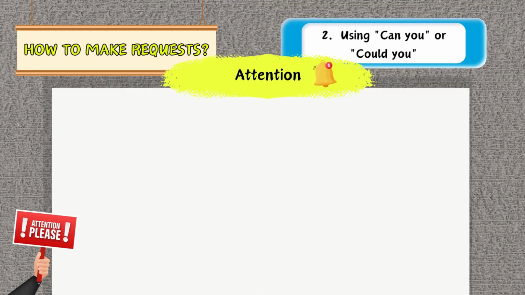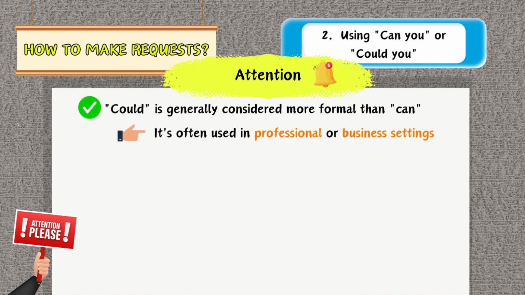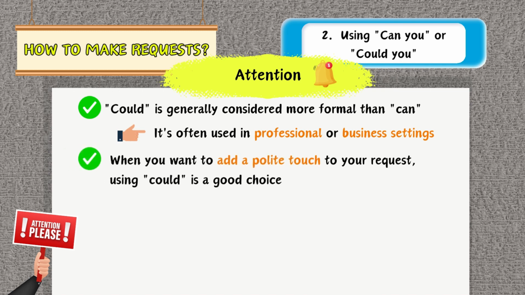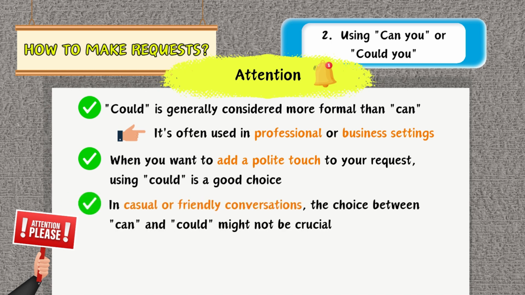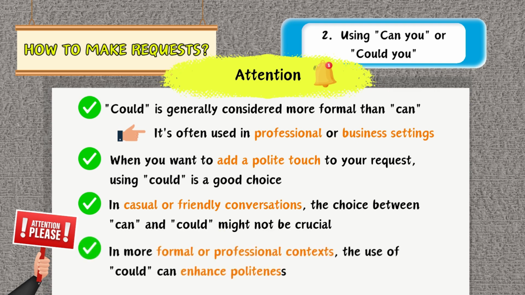What you need to pay attention to here is could is generally considered more formal than can. It's often used in professional or business settings. When you want to add a polite touch to your request, especially in situations where formality matters, using could is a good choice. In casual or friendly conversations, the choice between can and could might not be crucial. However, in more formal or professional contexts, the use of could can enhance politeness.